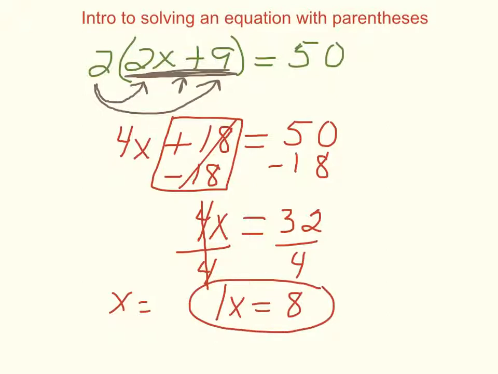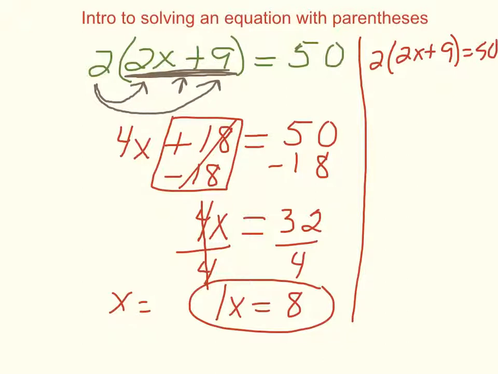If we want to double check our answer, what we can do is take our original equation and see if it does equal 50. We now know that x is 8. So if we plug in 2 times (2 times 8 plus 9), we can evaluate this through order of operations and see if it equals 50. So let's do that.